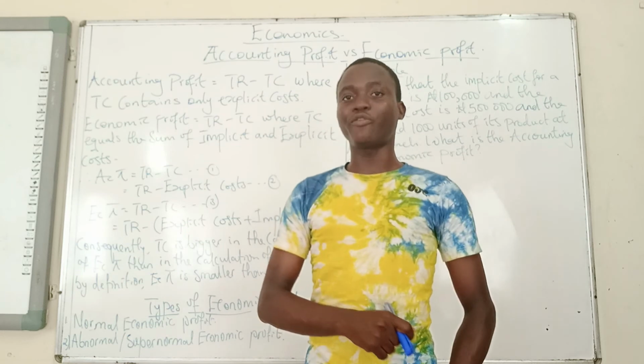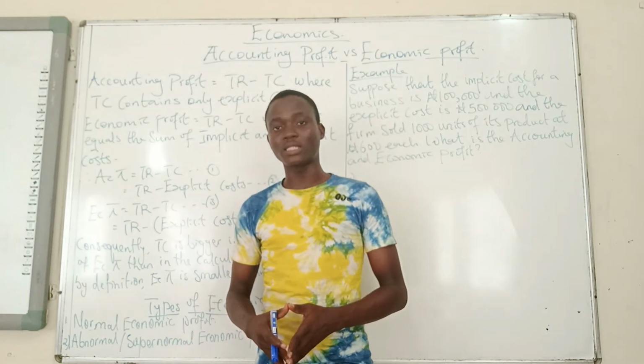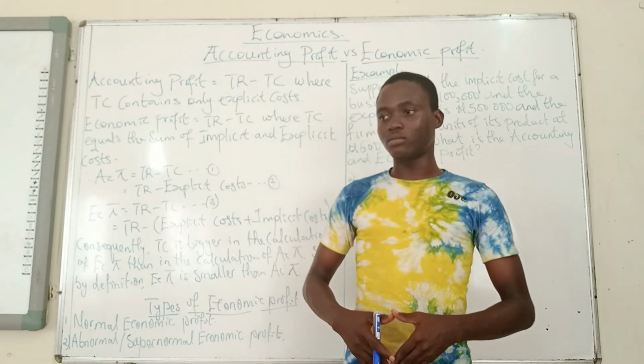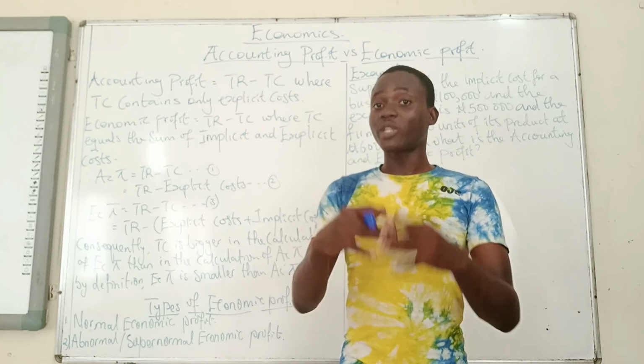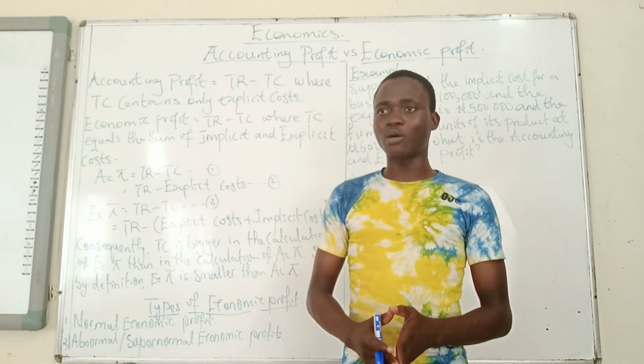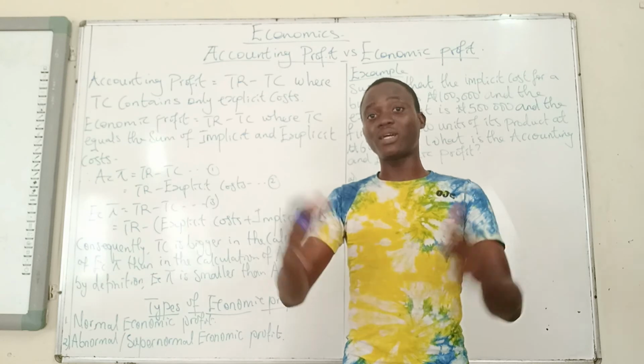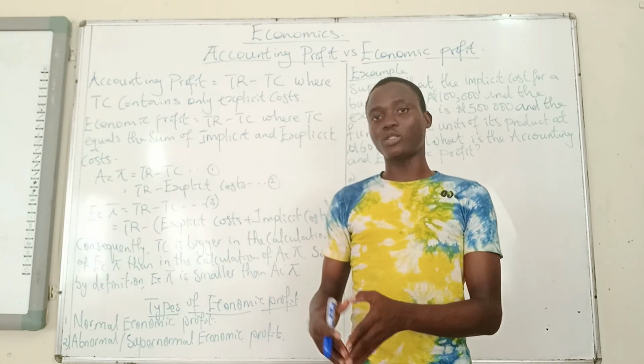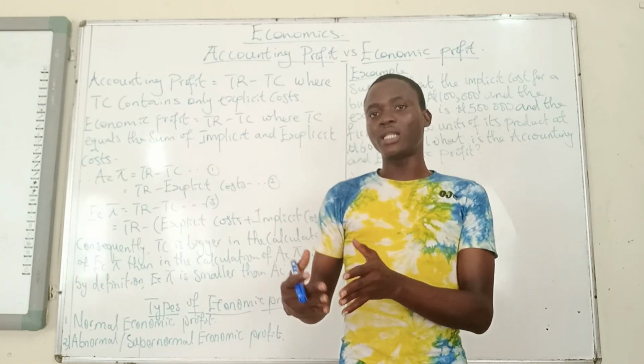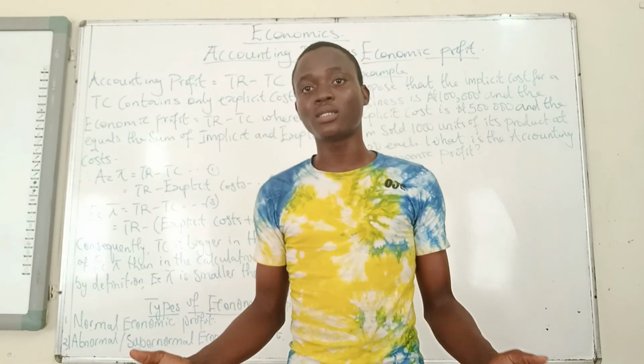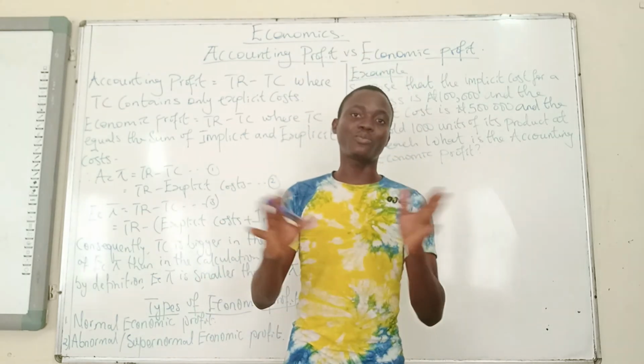Imagine you want to start up a firm and you own a piece of land. If you want to calculate your profit, it will be your revenue from whatever sales you've made minus your total cost. Your total cost will not cover the cost of that land because you didn't buy the land. And that is how an accountant calculates profit basically.